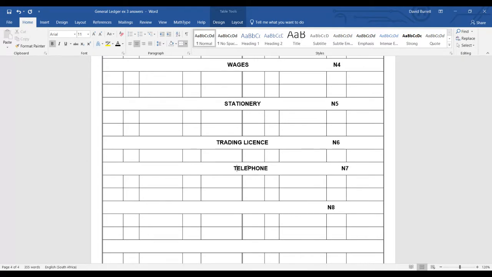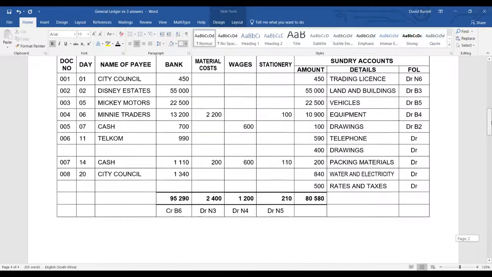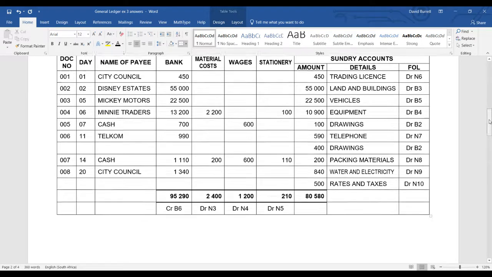Let's move this a little bit to the left over there. So it'll be telephone. And then let's go back. What did I make that? N7. Our drawings we've seen already, that's account B2. And then we've got packing materials, water and electricity, rates and taxes. Those are all going to go in the nominal section, so those will be N8, N9, and N10. They're all expenses.